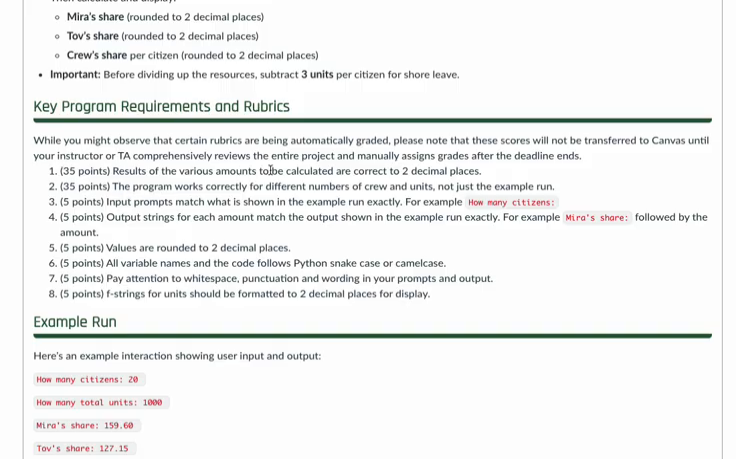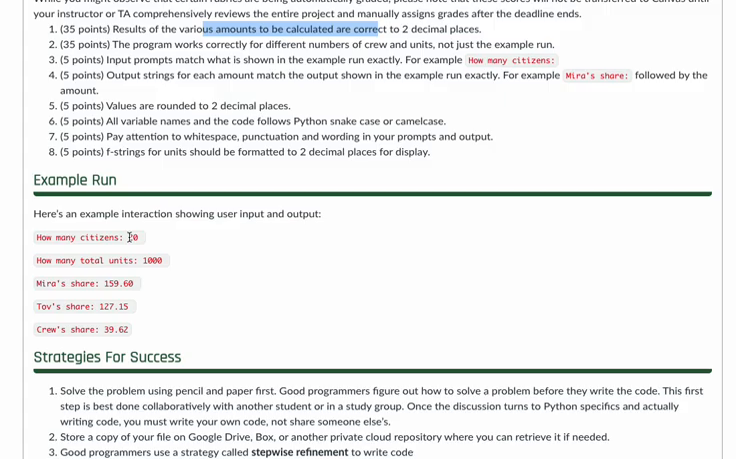The results of the various amounts to be calculated are correct to 2 decimal places. That means for a given number, as in the example run I have given, when the number of citizens is 20 and the total number of units is 1000, it will generate 159.60, 127.15 and 39.62. So this is for the given input. If you can calculate those numbers correctly to 2 decimal places, then you will get 35 points.